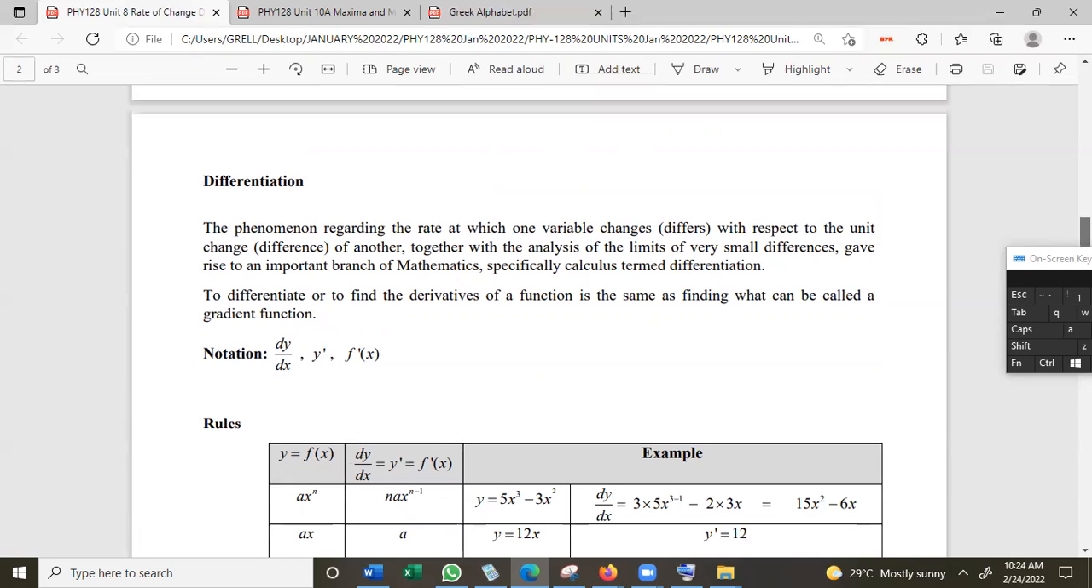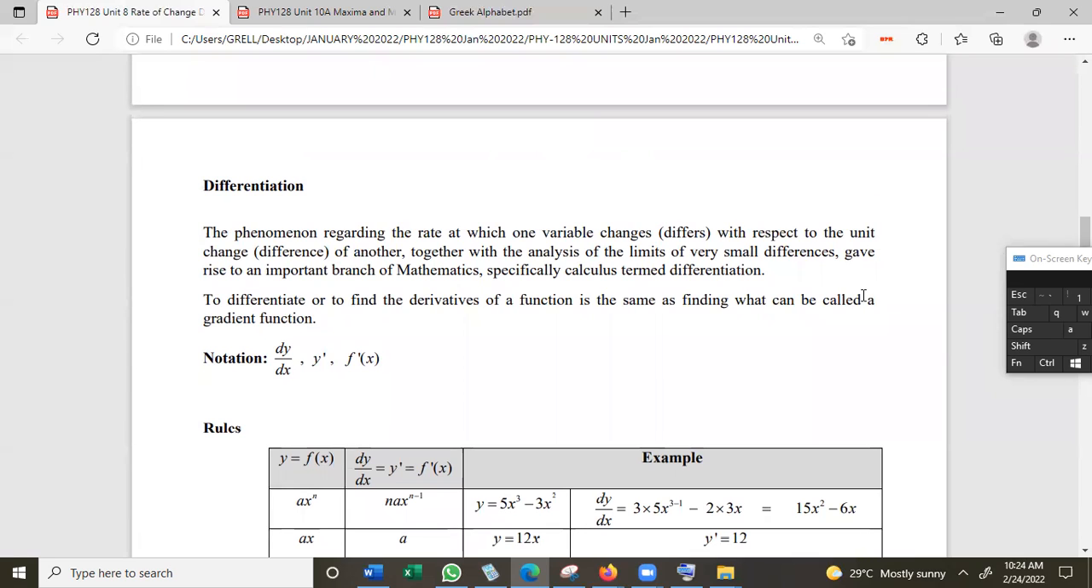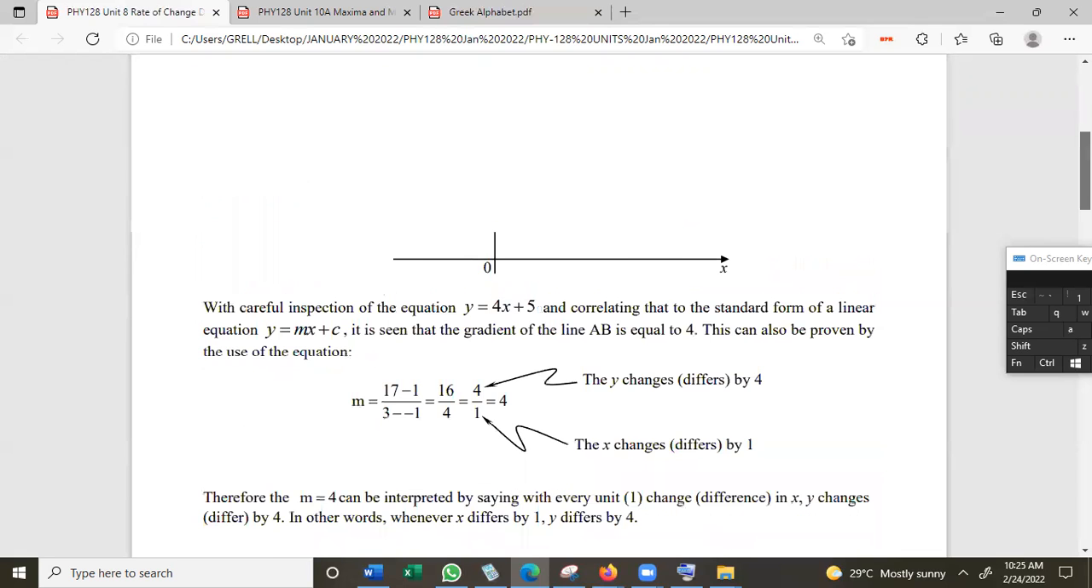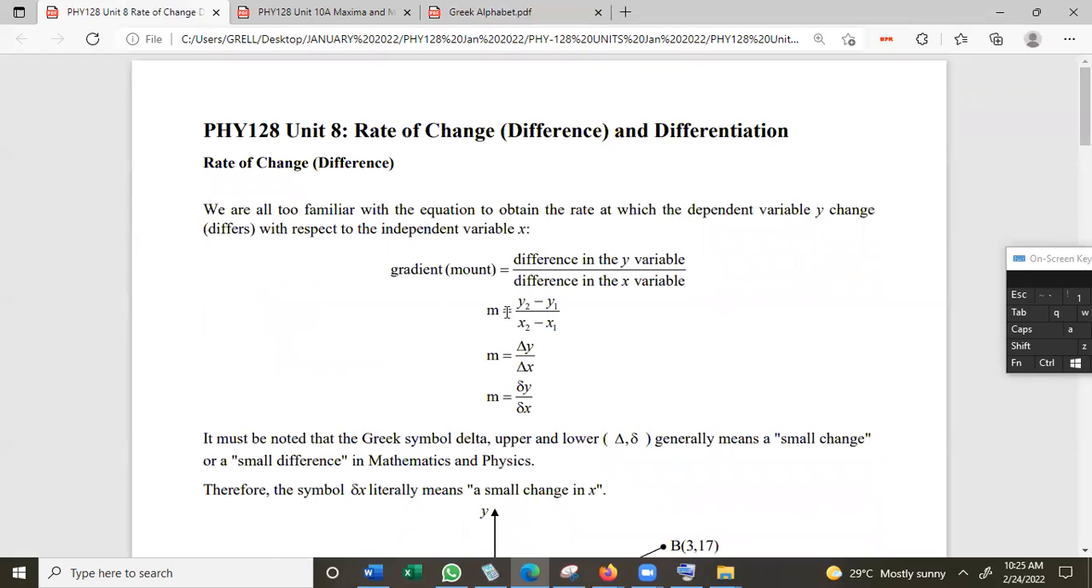Okay, and there are two mathematicians and physicists credited for pioneering it, Newton and Leibniz, and we're still using it today. To differentiate, or to find the derivative of a function, is the same as finding what can be called a gradient function. So differentiation is intrinsically connected to gradient. That's why I suspect they call it differentiation, because that's where it parted from. That's its origins: difference in the y over difference in the x.